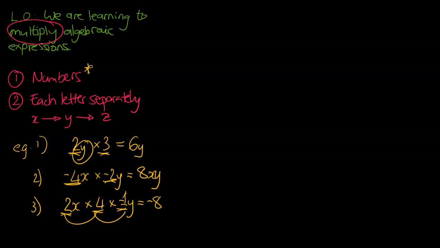We then deal with all the letters like we have been doing. Try to do them in alphabetical order, remember. So we've got the x here, no other x's. And then we've got a y here, no other y's. So we'll put that down there. So hopefully this is beginning to make sense. So let's look into some harder questions where we have multiple of the same letter in multiple terms. So let's try 5a times 3a.